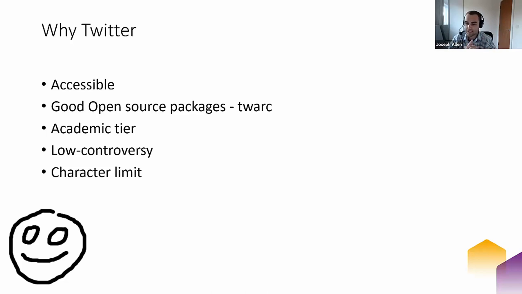Twitter also, as I say, has an academic tier to its API, allowing the collection of 10 million tweets a month. And generally, Twitter receives quite a small amount of controversy compared to other social media, swinging elections or allegedly installing spyware on phones. And then finally, that character limit of 280 characters reduces rambling and means that whatever we collect from Twitter is generally quite focused content.